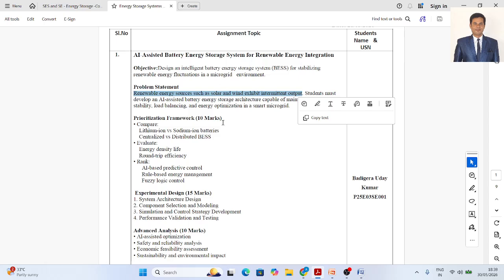Okay, that is what you have to teach to the AI, right? AI will assist the battery energy storage architect capable of maintaining the voltage. Look, every time, whether it is voltage or current, you have to keep balancing the load and optimize the energy in the smart grids. Okay, this is what the prioritizations have been given. So you have to study the priority that should be given for your BESS, that is the centralized and decentralized.